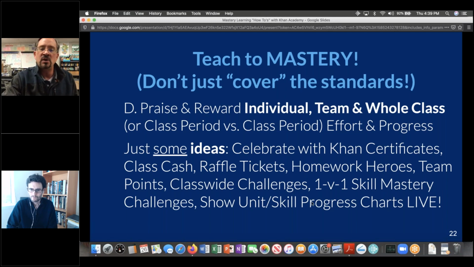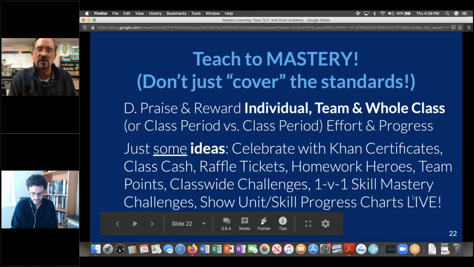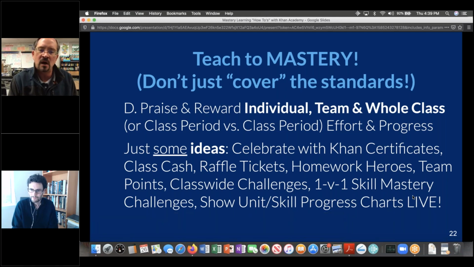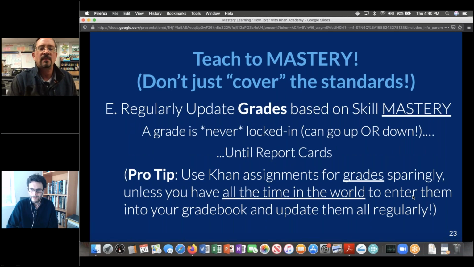And I like to show unit and skill progress charts live, all with the culture of we are all here to support each other, and everybody who works hard, I don't care how low your progress is, as long as you work hard, you will be praised and rewarded.